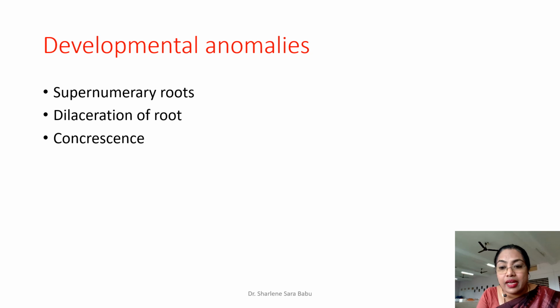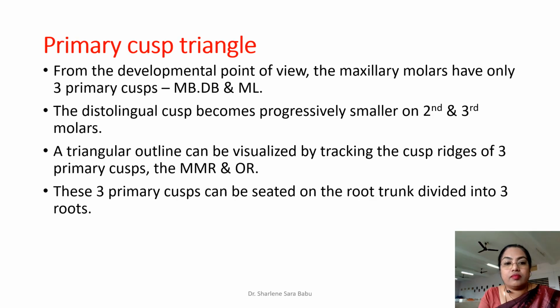The second is a dilaceration of the root. That is, one or more of the roots may have a sharp bend. That is known as dilaceration. The third is concrescence. That is, union of the cementum. The adjacent tooth will be joined by cementum, that is known as concrescence. And that's it about permanent maxillary first molar morphology.